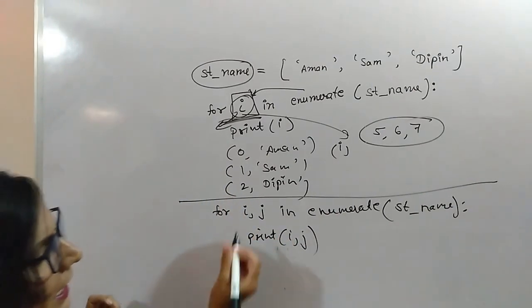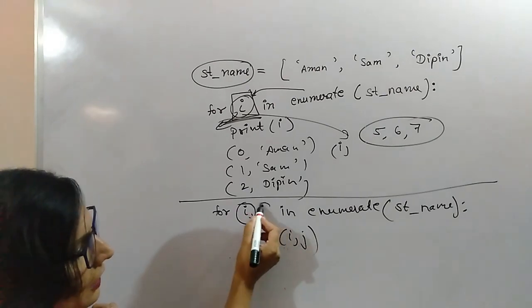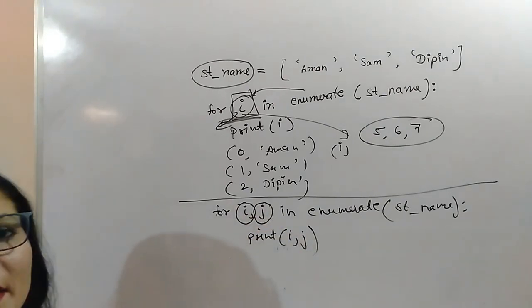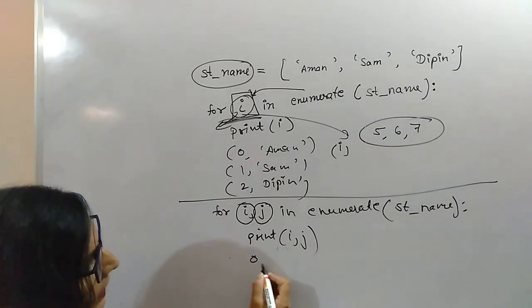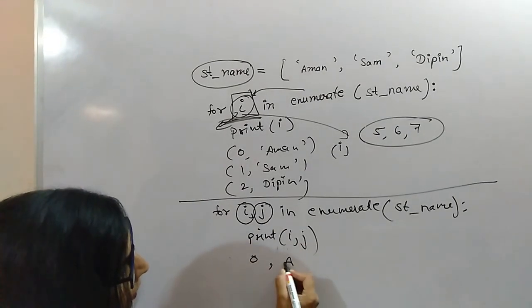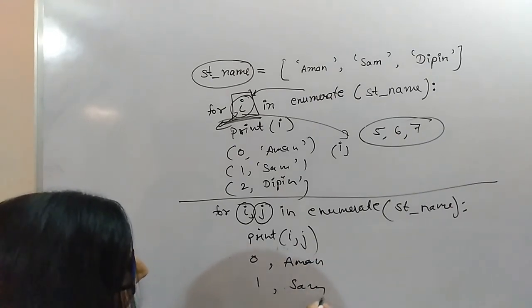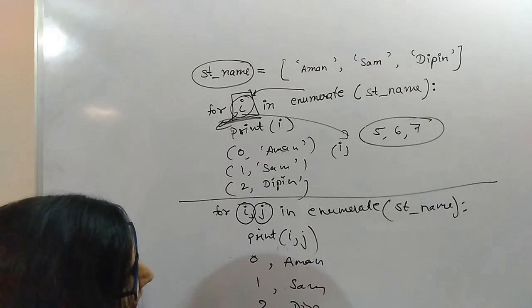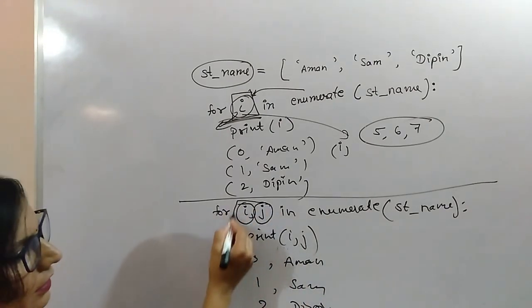Here as well, in case you want to store your index in a specific location and the record in a different location, you will need two virtual spaces. So the output should be something like this: 0, Aman, 1, Sam, 2, Dipin, because here I have given two virtual memories.